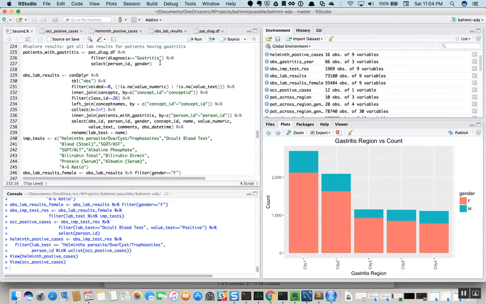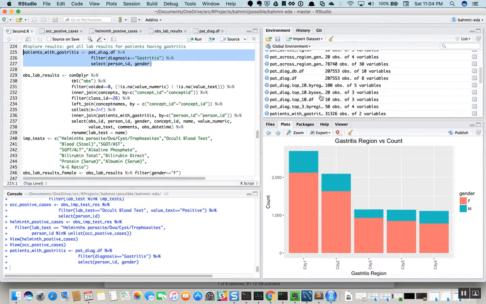What we are going to do is again pick up the data frame which had the diagnosis data and filter it for only the gastritis data, and from that data select all the people and their gender having gastritis. Once we execute this, we'll have the set of patients and their gender who have been diagnosed with gastritis.